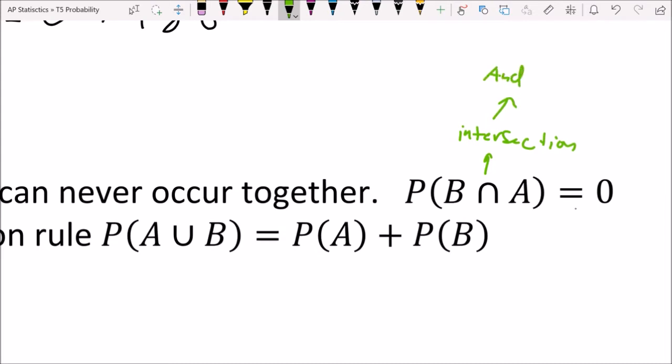Okay, so what does that mean in this context? This is the probability of B and A both happening is 0. That's what we mean by mutually exclusive. They couldn't both happen, so the probability of A and B happening is 0.